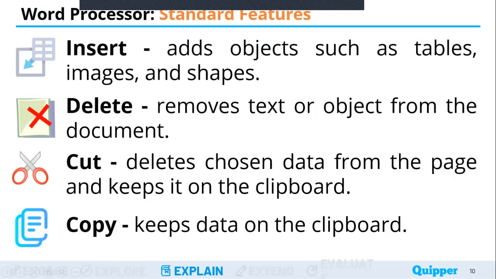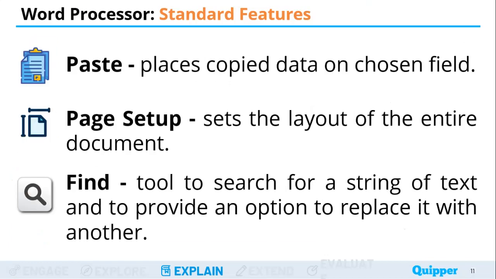Then this symbol, you see in Word. So we have copy, or it keeps data on the clipboard. Or we have Control C. Then paste places copied data on a chosen field. So you can use Control V to paste your copied data or information. Then page setup sets the layout of the entire document.